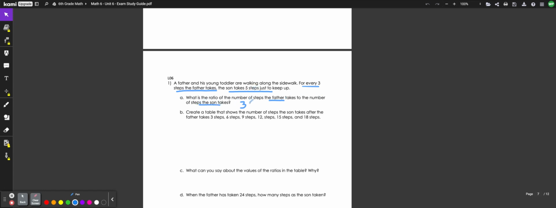The son takes 5. Now remember, you could write this 3 ways. You could write it with the colon, like I did. You could write it as a fraction, 3/5. Or you can write it with the words 3, the word 2, to, and then 5.